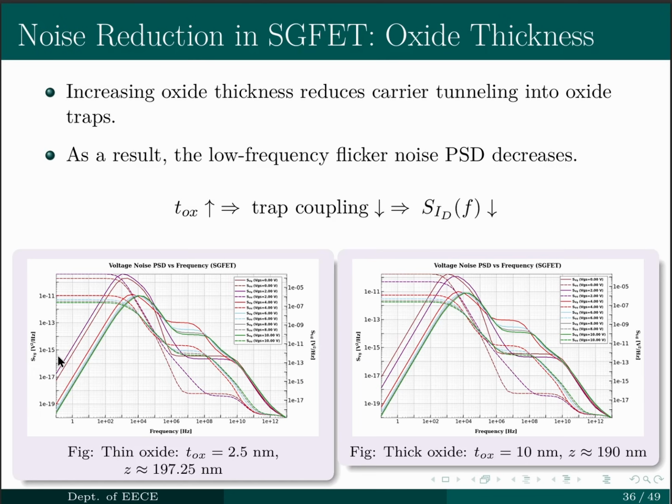It is also tested with different oxide thicknesses. The left side shows the oxide thickness of 2.5 nanometers, and the right side shows the oxide thickness of 10 nanometers, which shows a small decrease in the noise. Because if the oxide thickness increases, the coupling of trapping and detrapping decreases, so the power spectral density also decreases.